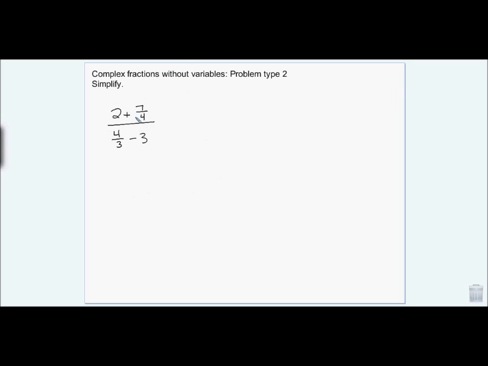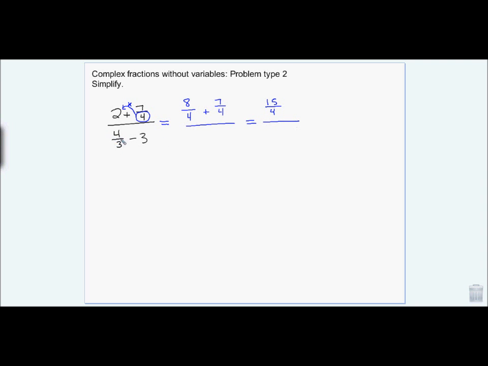Let's look at another one. Here I have a whole number and a fraction in the numerator and denominator. Now, to come up with the common denominator for my whole number, I take this numerator and I multiply it by my whole number, and that will give me my numerator, and then I use the same denominator. And as you can see, that 2 is the same as 8/4 because 4 goes into 8 2 times, and 8/4 plus 7/4 is going to give me 15/4.